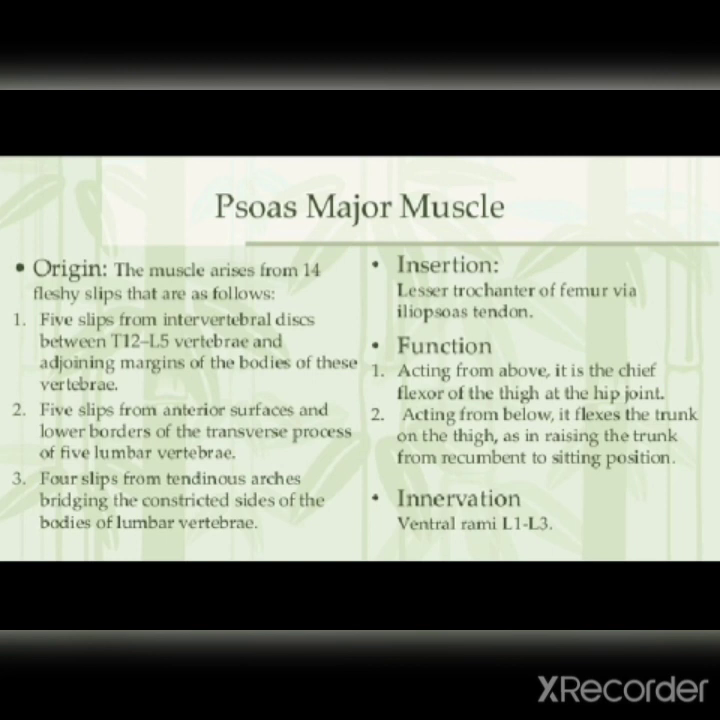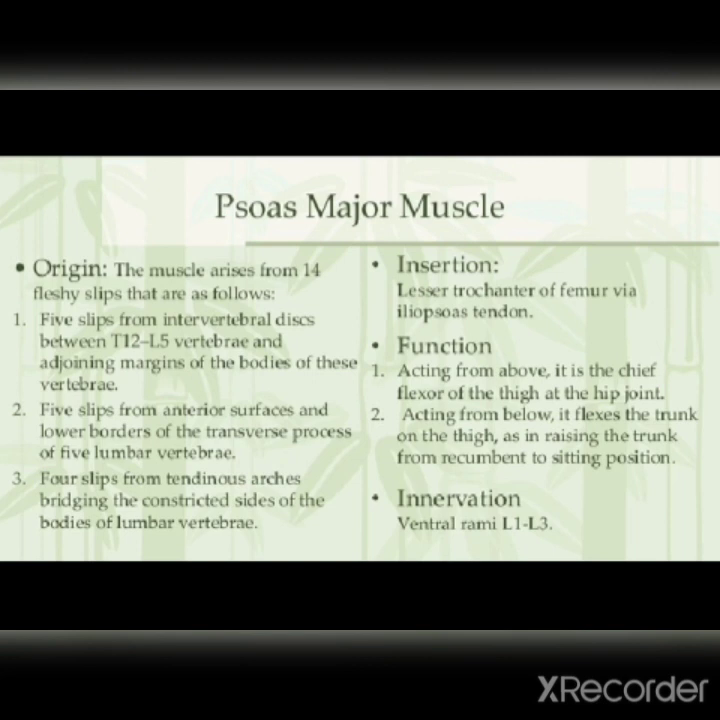Now, 4 slips from the tendinous arches bridging the constricted sides of the bodies of lumbar vertebrae. So 5 from the intervertebral discs T12 to L5, 5 from the anterior surface and lower borders of the transverse processes of 5 lumbar vertebrae, and 4 slips from the tendinous arches bridging the constricted sides of the bodies of lumbar vertebrae.